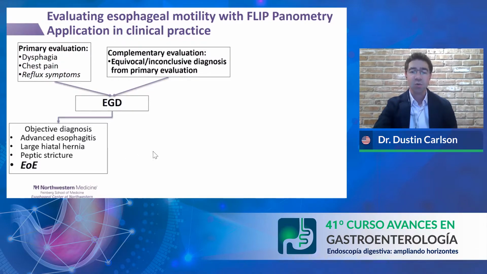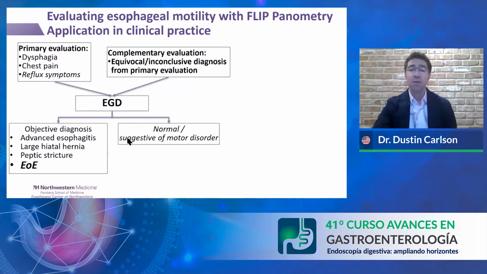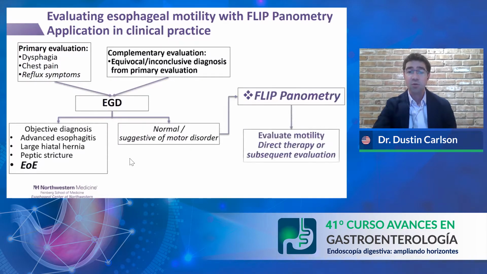However, if the EGD is normal or suggestive of an esophageal motility disorder, FLIP can be utilized right at the time of that initial endoscopy to evaluate esophageal motility, and in some cases, direct subsequent evaluation, such as reflux monitoring or manometry, or in other cases, it may direct therapy. An application of directed treatment, dilation, or botulinum toxin injection into the lower esophageal sphincter, which may be more likely in the complementary evaluation scenario, as FLIP can be applied to the preliminary evaluation to help reach a clinical diagnosis.